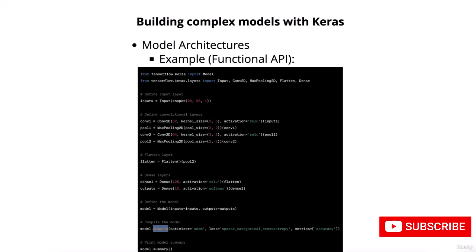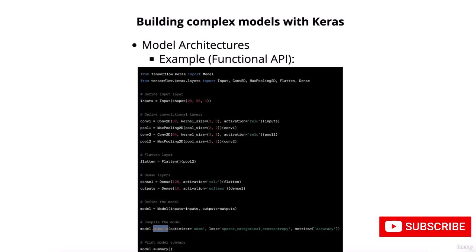Next, flatten the layers by calling the flatten function on pool 2. Next, we'll do the dense layers, where we call the dense function with 128, activation ReLU, on flatten, and the dense function 10 with activation softmax on dense 1.